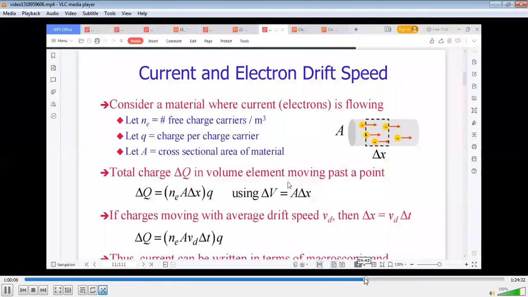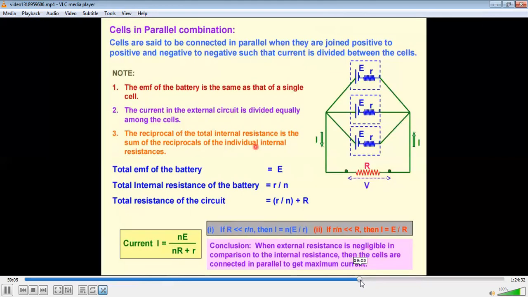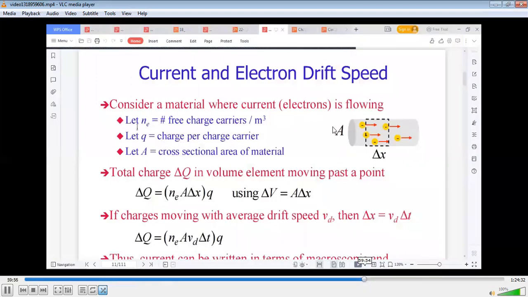Now, current and electron drift velocity. So consider a material where current or electrons are flowing. n is the number of free charge electrons per meter cube, q is the charge per charge carrier, and A is the cross-sectional area of the material. The total charge, delta Q, in a volume element moving past a point, that means delta Q can be found as n A delta x q. Here, change in volume equals area times change in length.